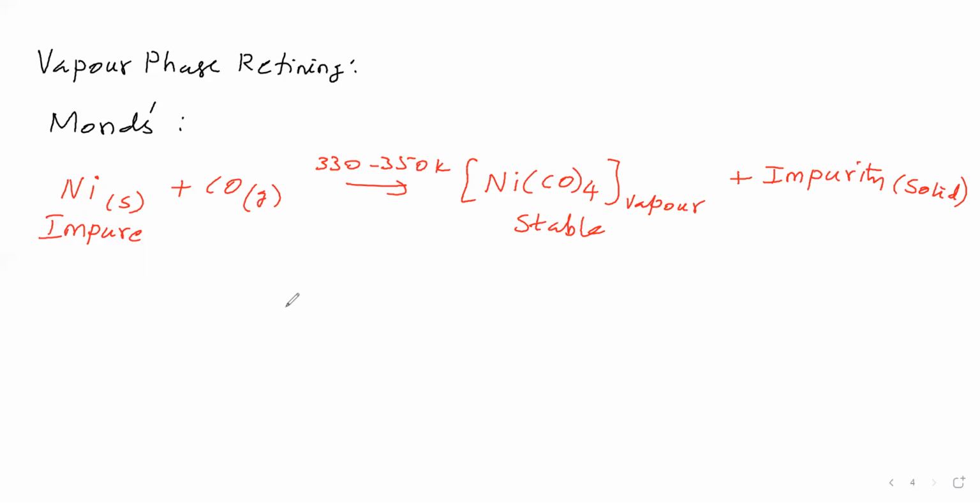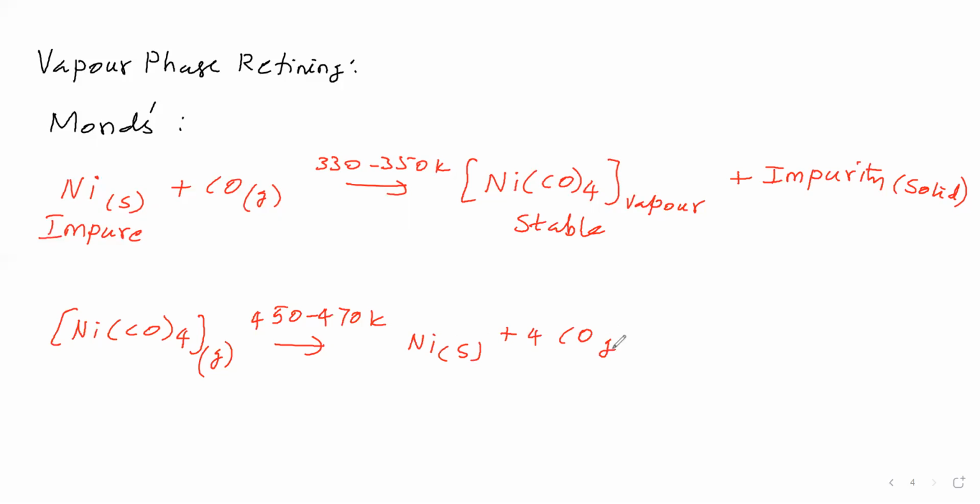Then this vapor is taken to a temperature of 450 to 470 Kelvin. Now it decomposes to give nickel and carbon monoxide. The carbon monoxide is a gas that is separated from the pure nickel. So we got pure nickel. This process is called the Mond process.